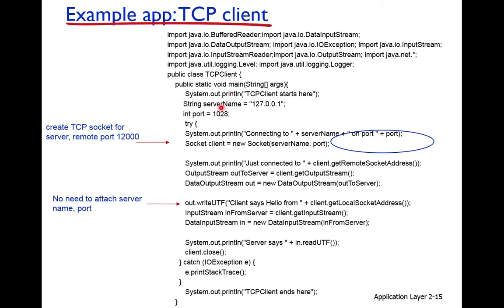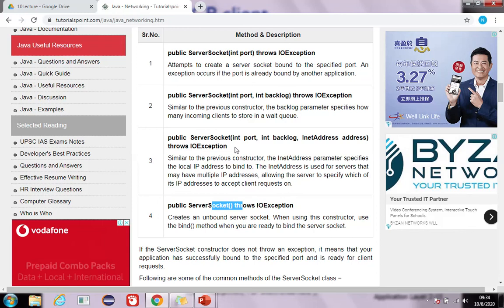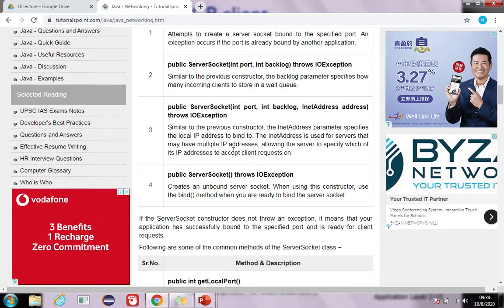In the TCP client, suppose we create a socket. When we create a socket, we should specify the server IP address and the server port. Why? Because this is the client socket, and it will send the connection request to the server. So the server IP address and port number should be passed. This is the syntax of the socket, and it is already defined in java.net.